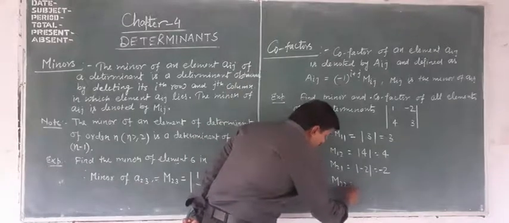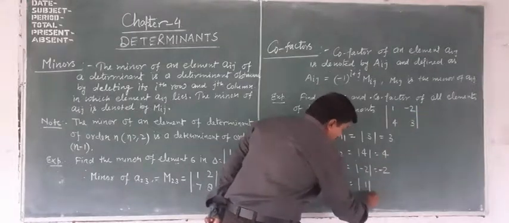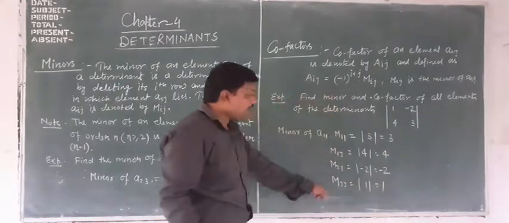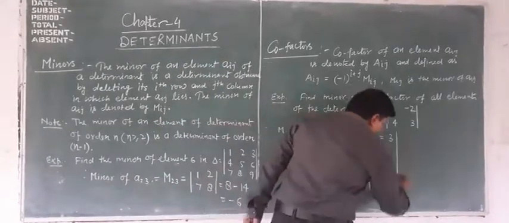m22, that one dot column, so this is 1. So these are the minors of each element of this. Similarly, we can find the cofactor.